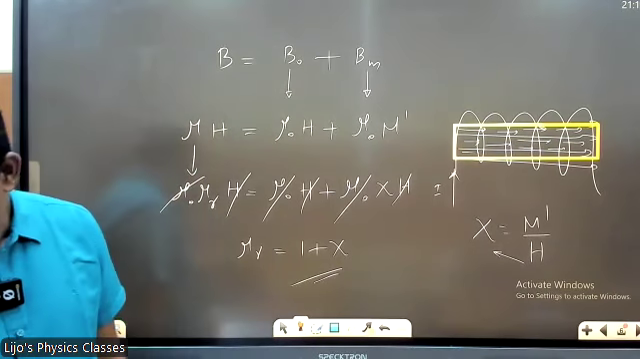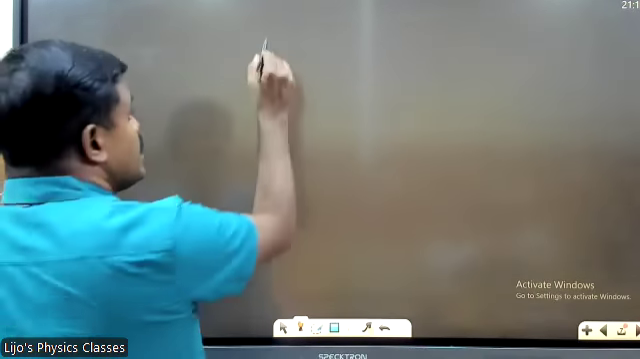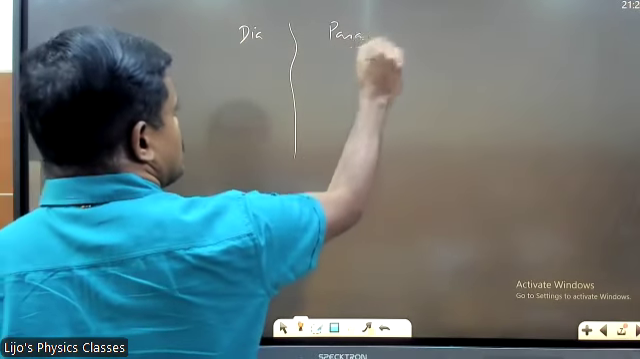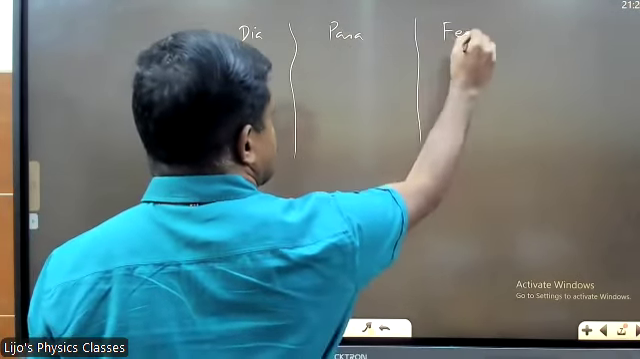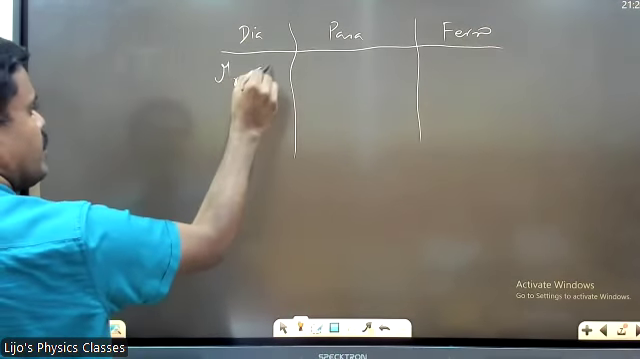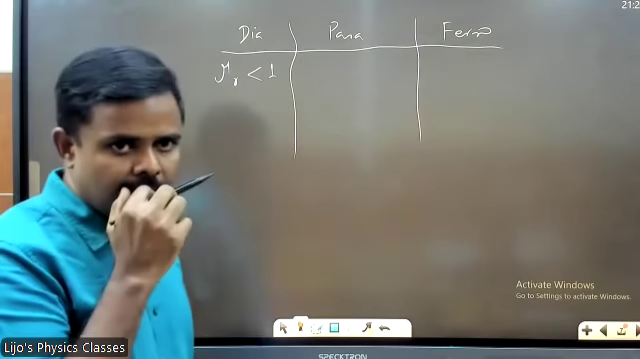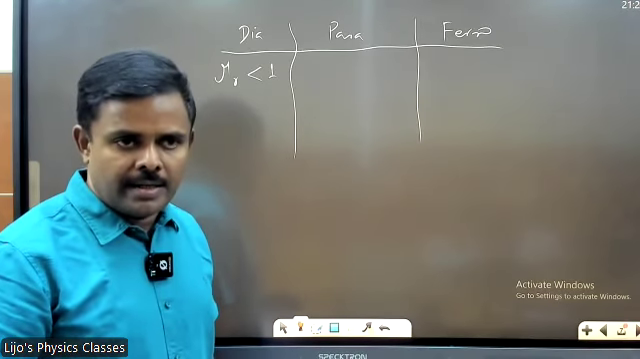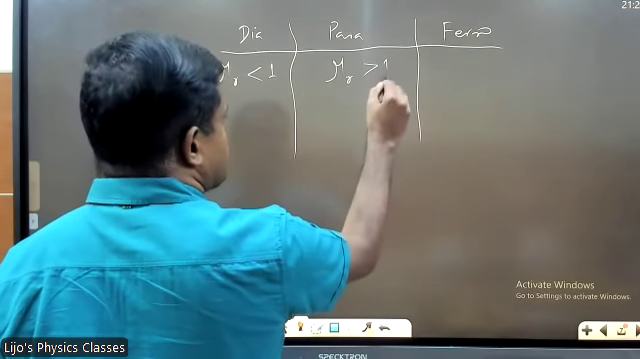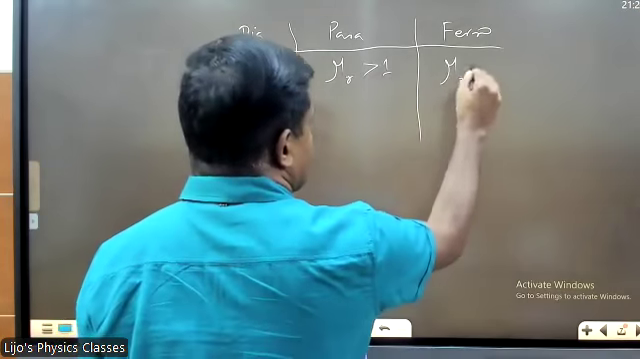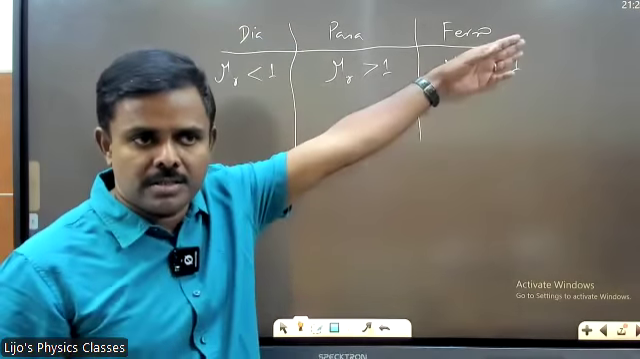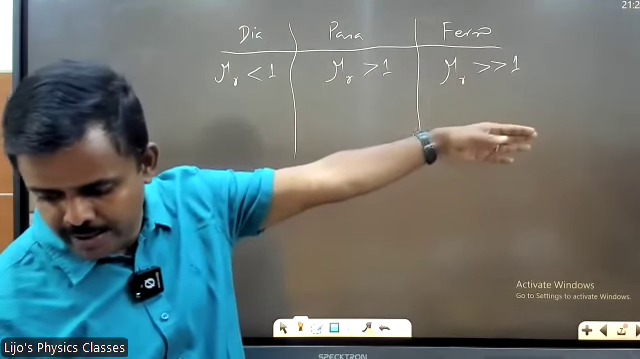Is that clear now? So write this in the first column for dia. Second column is for para. Third column is for ferro. Just write this. For diamagnetic substances, the mu R value is less than 1. Relative permeability is less than 1 for diamagnetic. Relative permeability is greater than 1 for paramagnetic. Relative permeability is very, very much greater than 1, in the order of a few thousands, for ferromagnetic.